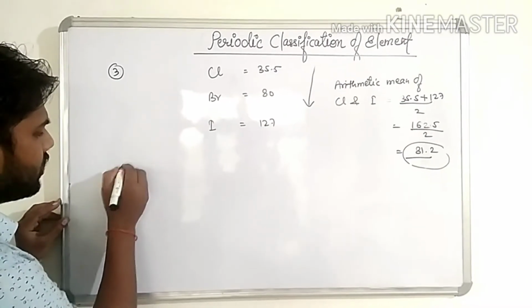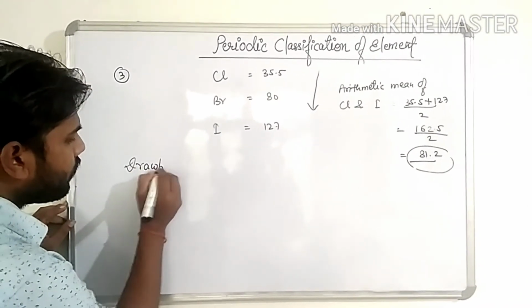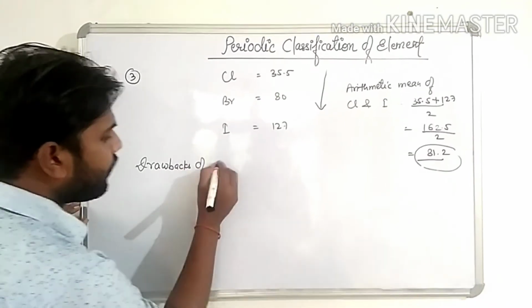Now we will see the drawbacks of Dobereiner's triads.